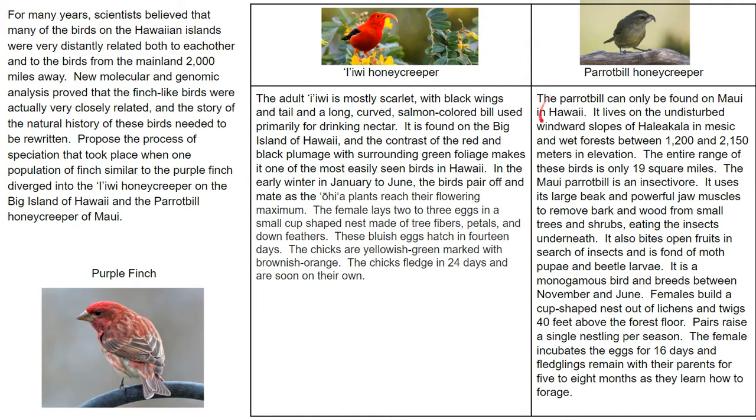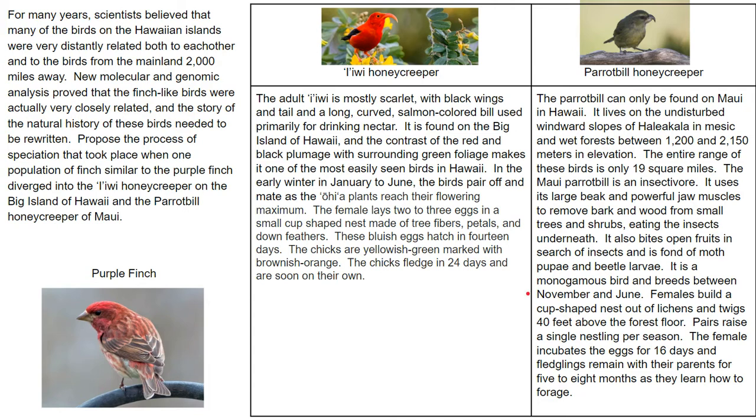The parrotbill, on the other hand, can only be found on Maui. It lives on the undisturbed windward slopes of Haleakala in mesic and wet forest between 1,200 and 2,150 meters in elevation. The entire range of these birds is only 19 square miles. The Maui parrotbill is an insectivore. It doesn't drink nectar. It uses its large beak and powerful jaw muscles to remove bark and wood from small trees and shrubs, eating the insects underneath. It also bites open fruits in search of insects and is fond of moth pupae and beetle larvae.